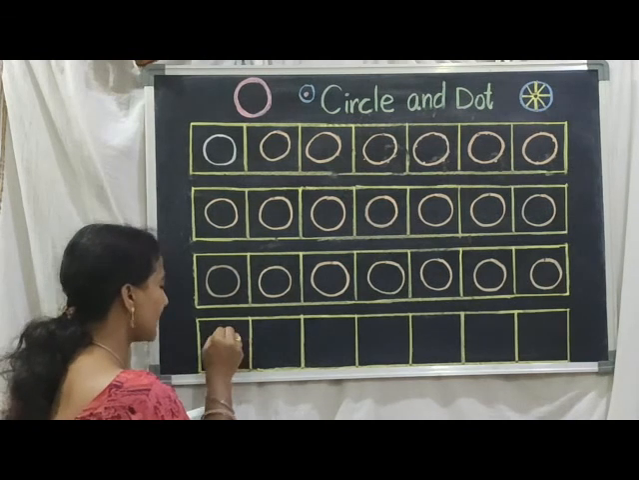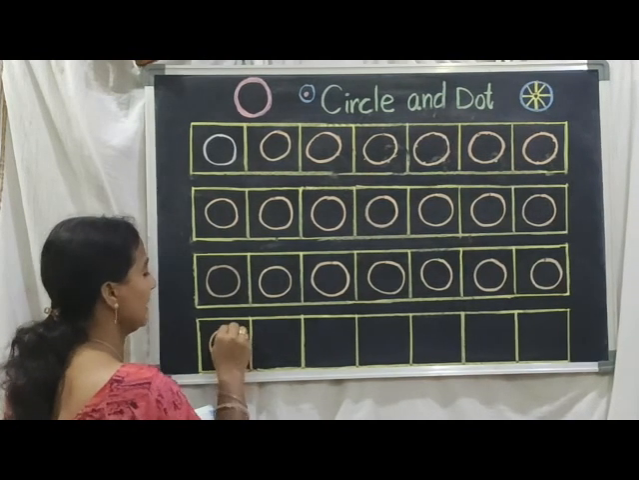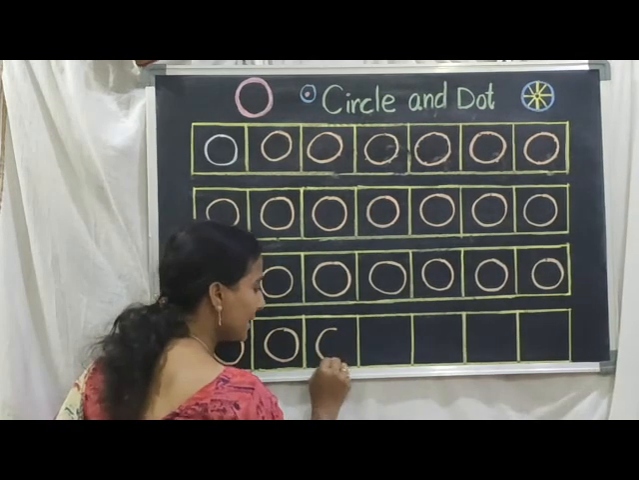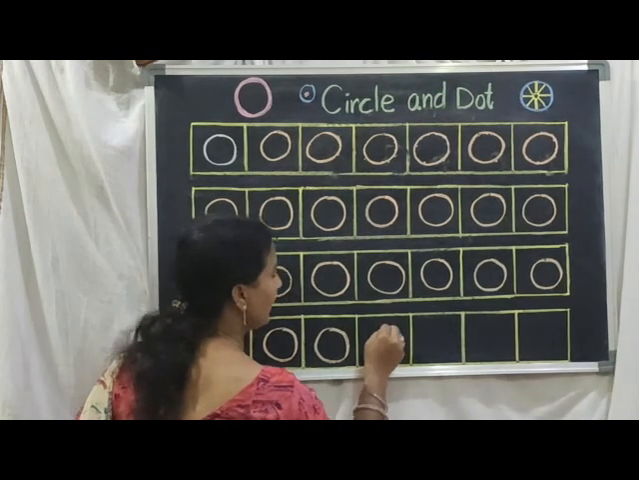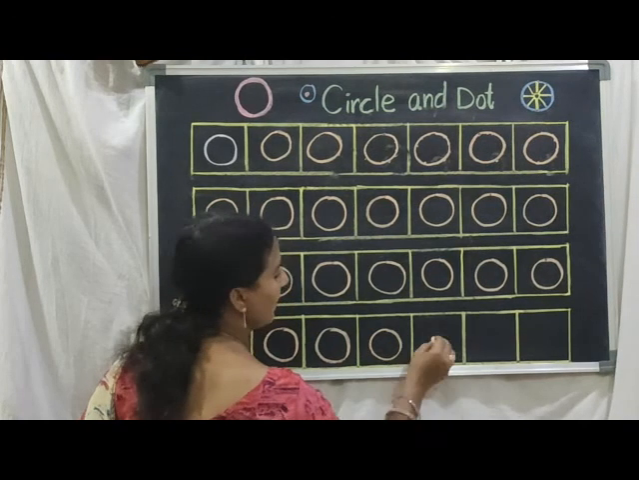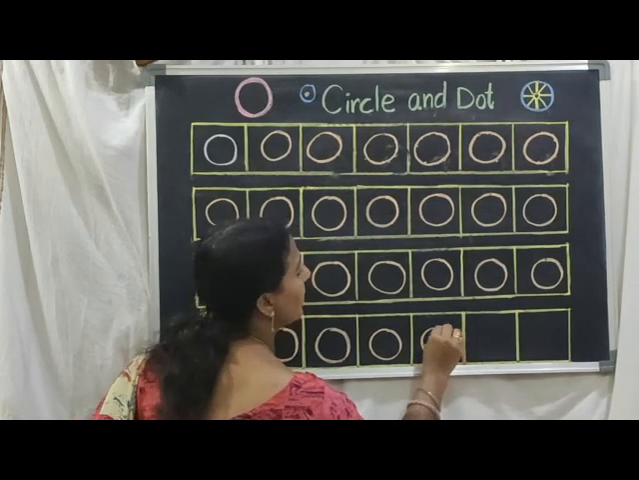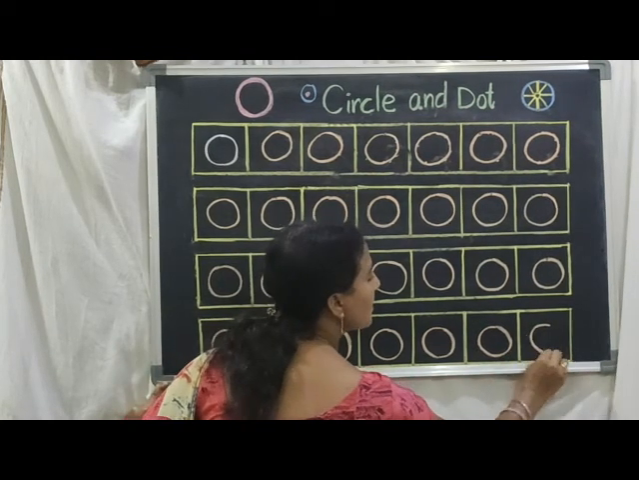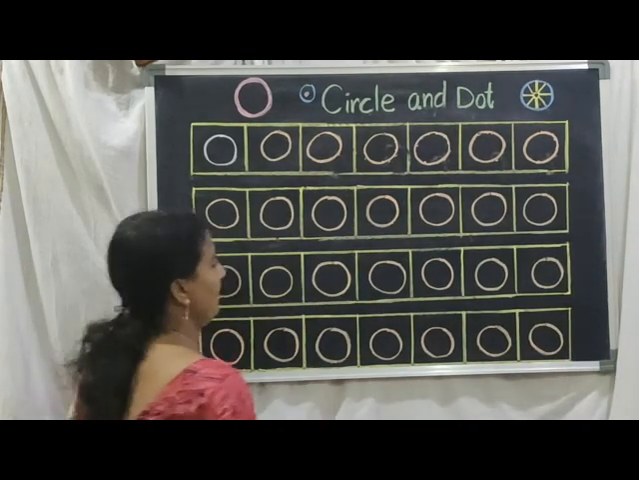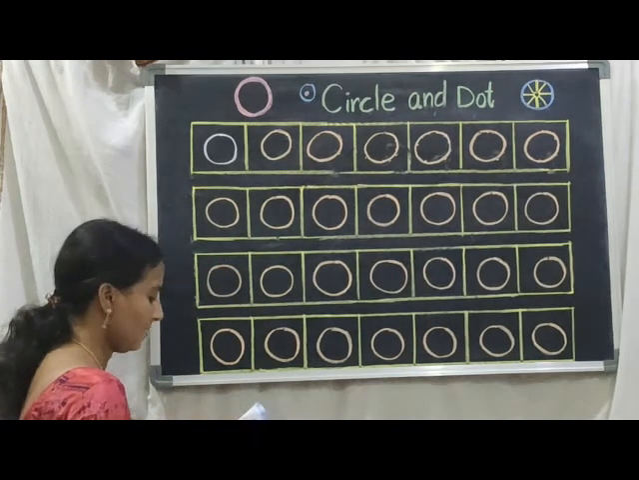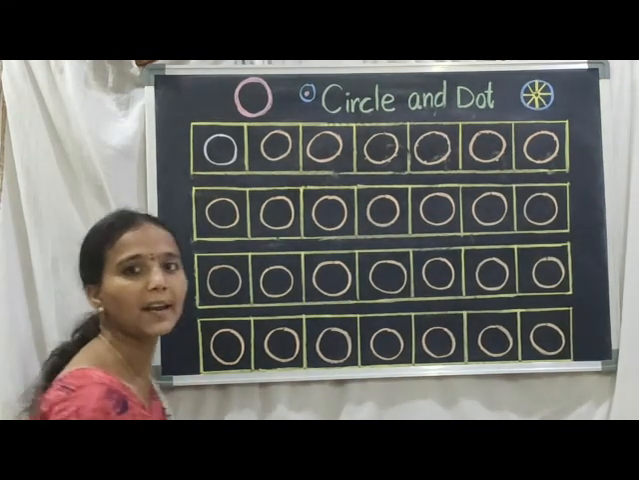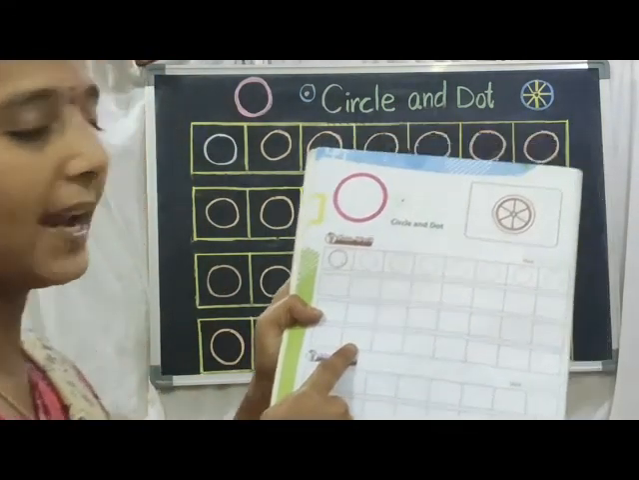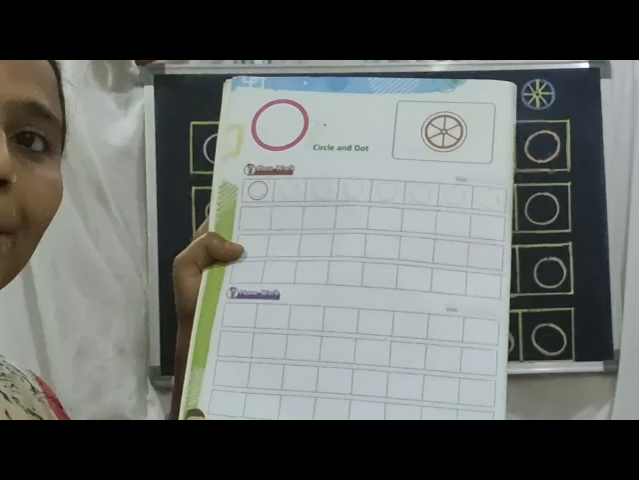Go to the next line. Circle, circle, circle, circle, circle, circle, circle. See here, children, my classwork page is completed. Look here, children, write the classwork page and homework page too.